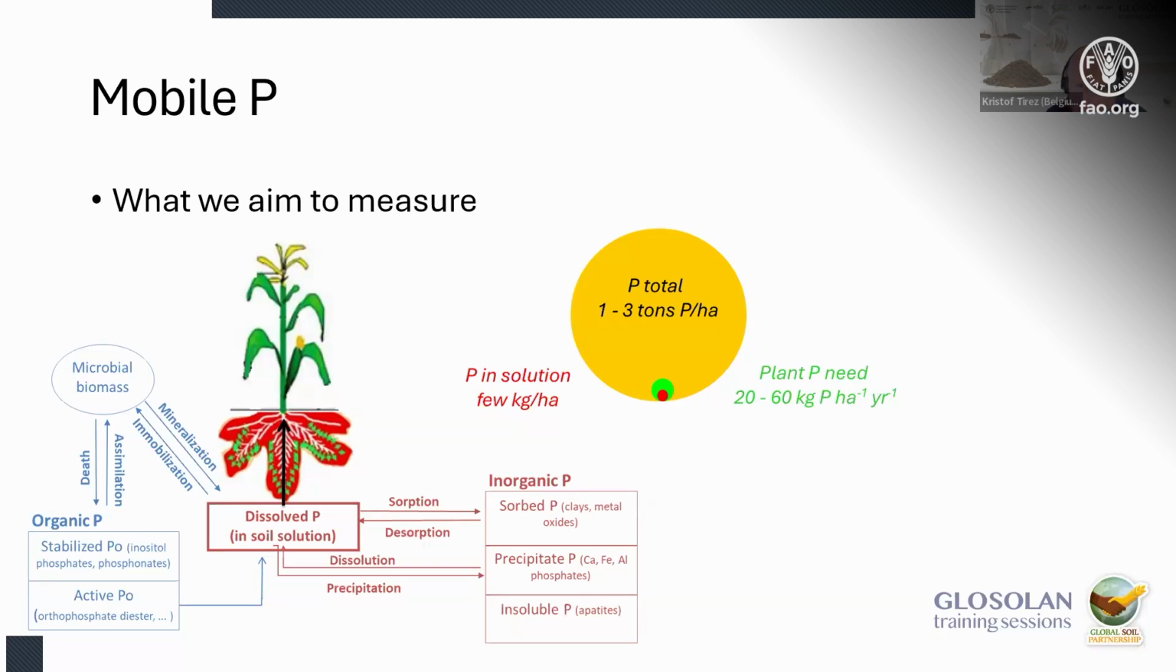I don't see any more questions. Phosphorus is very friendly. It likes to bind to anyone. Okay, that's maybe a good thing to remember.